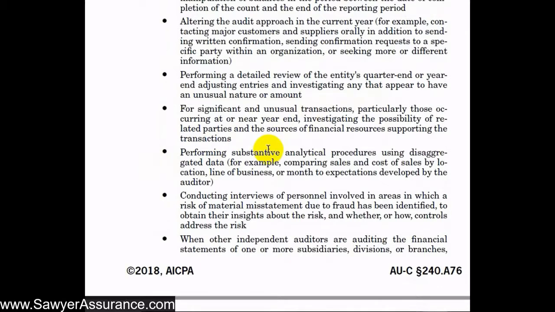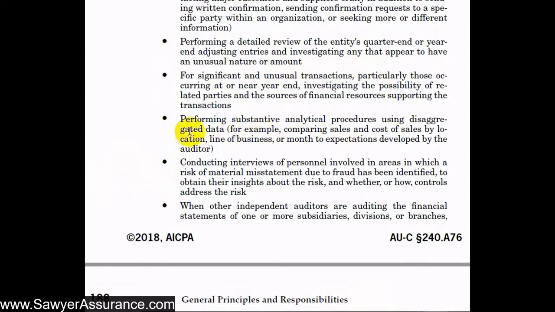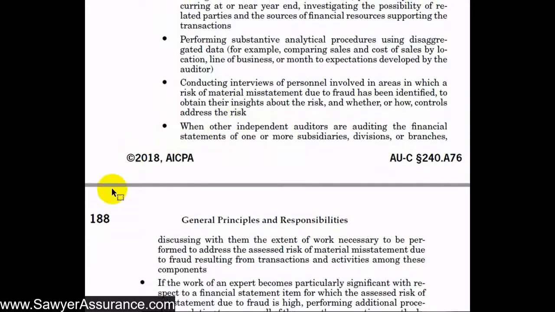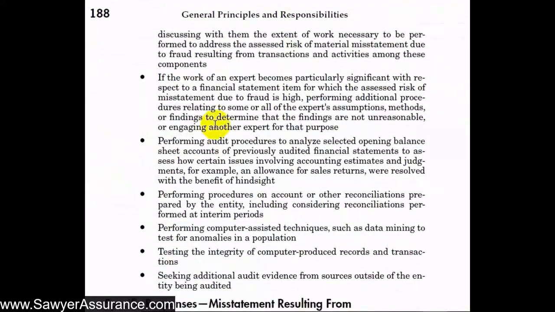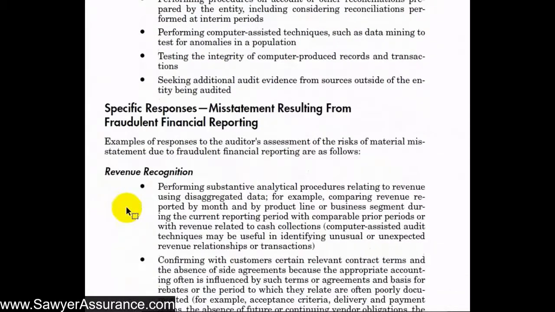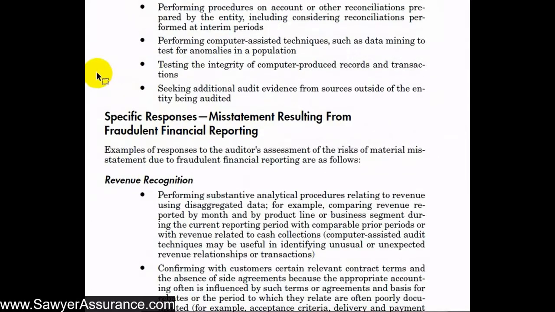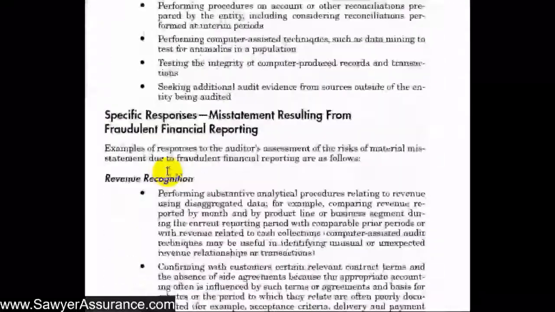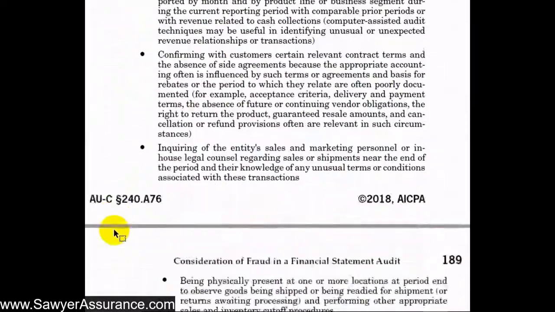We might do some substantive analytical procedures at a really disaggregated level to see if the relationships between the different accounts make sense. We might interview some personnel about some areas that we think have a risk of material misstatement due to fraud, and so on and so forth. There's a lot of examples here, and you can go through on your own. There's also a section here for misstatements resulting from fraudulent financial reporting. This one that we just went through is at the assertion level, so these are at the financial statement level.